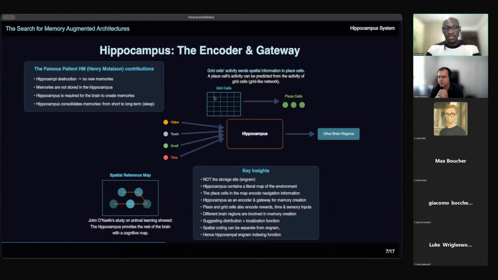So this was another very important contribution, and it led to the understanding that the hippocampus is not a storage site. It's not a storage per se, but more like an encoder. Okay, that's really interesting.